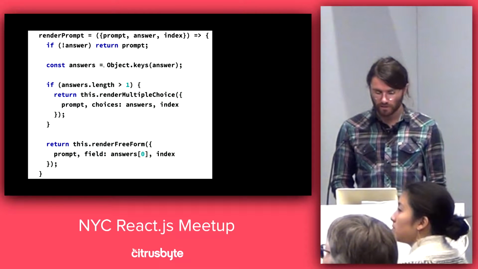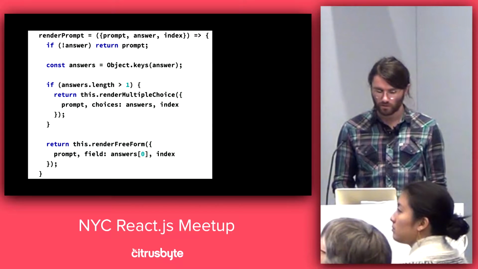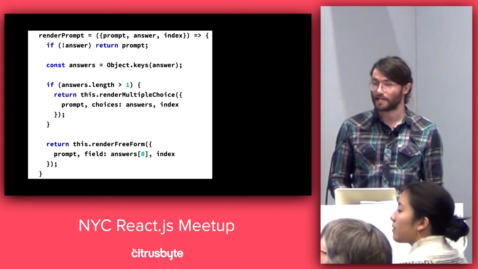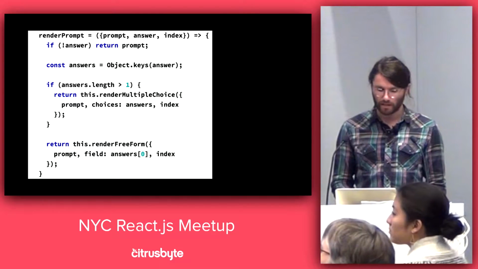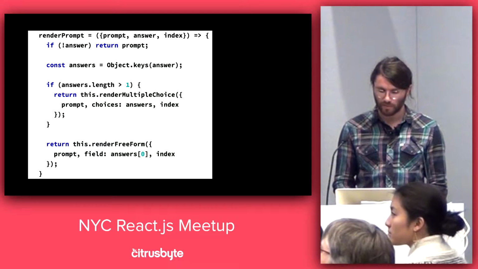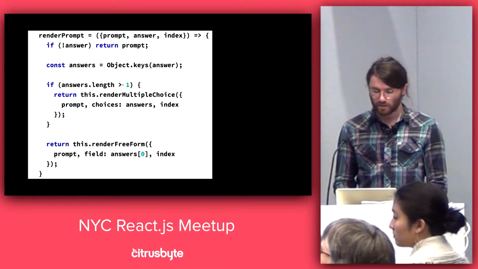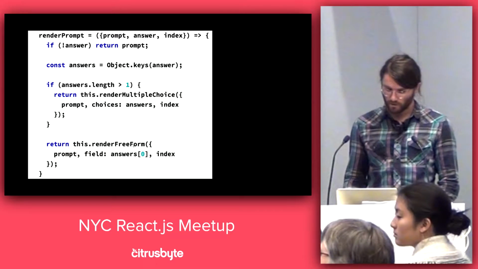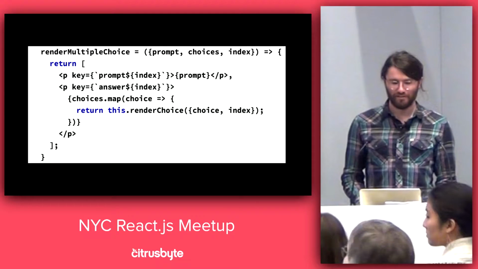Then we're going to pull the answers out of the answer, so this is going to be an object. You can do object.keys to get an array of all of those. So it'll be like yes, no, or maybe it'll just be spouse name. So the prompt will be, are you married? Answer will be yes and no. So if the answers.length is greater than 1, we render multiple choice. Otherwise, we render a free form field. Are we good here? All right.